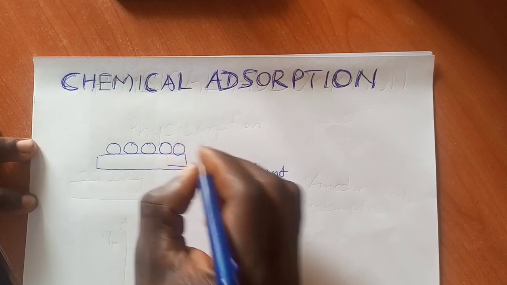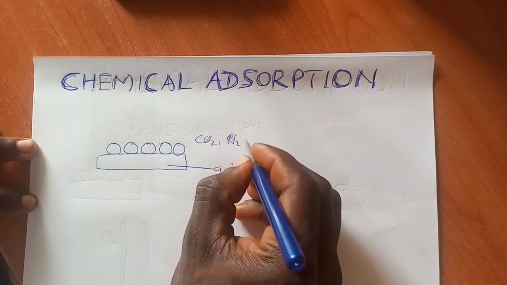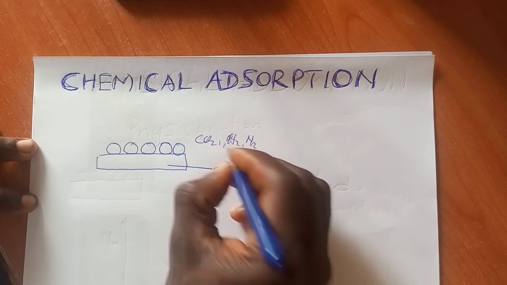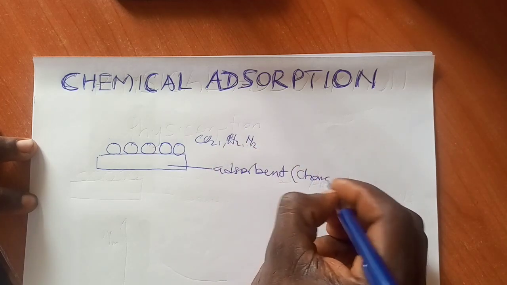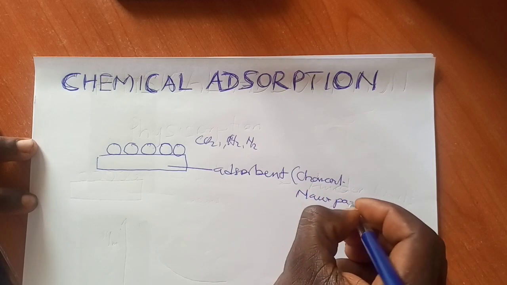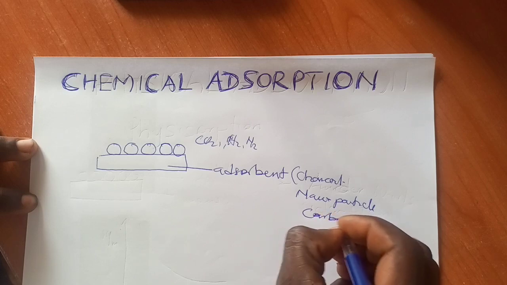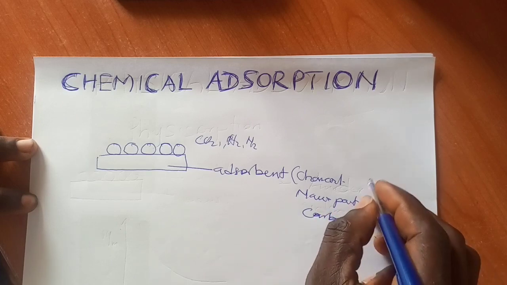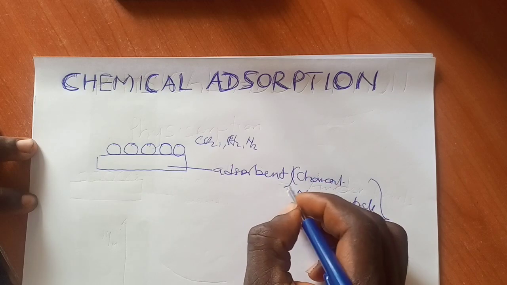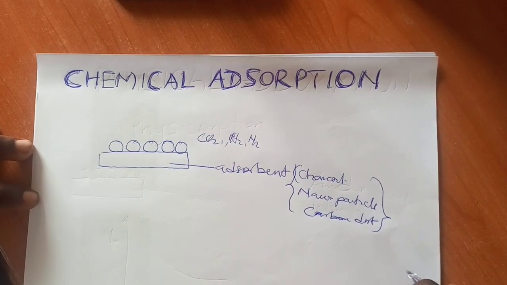Okay, this gas molecule could be CO2, it could be hydrogen gas, it could be nitrogen gas. This adsorbent could be charcoal, it could be a nanoparticle, it could be a carbon dot. It can be any solid surface with a good surface area.